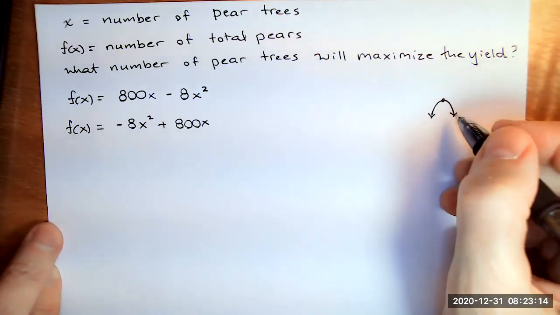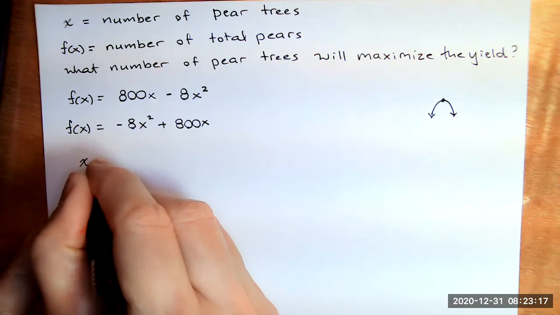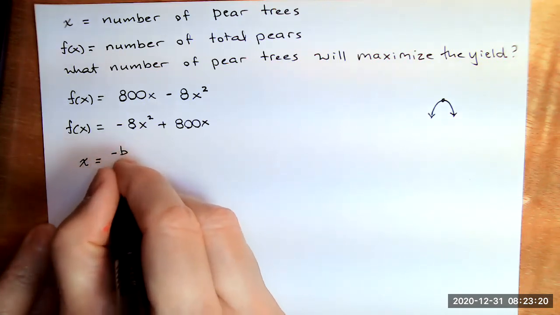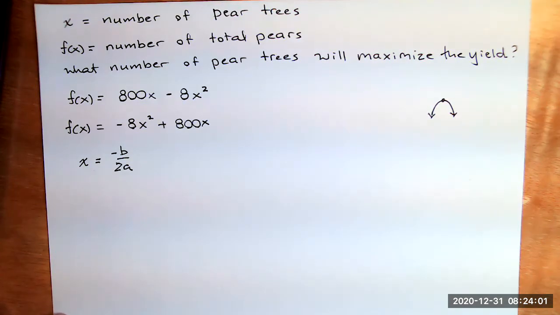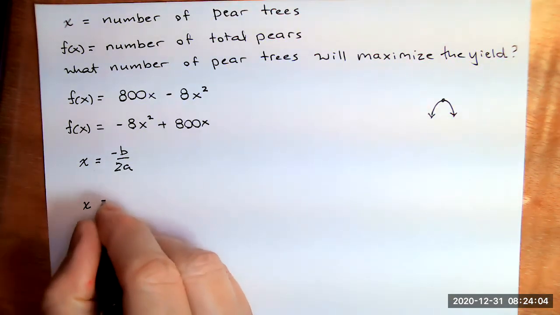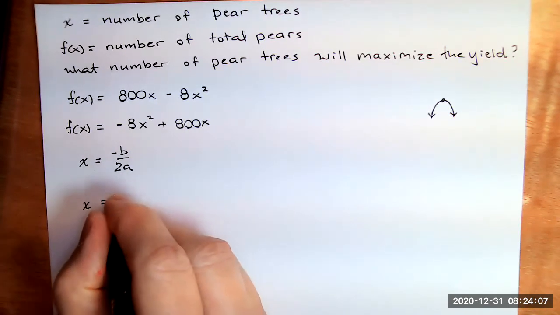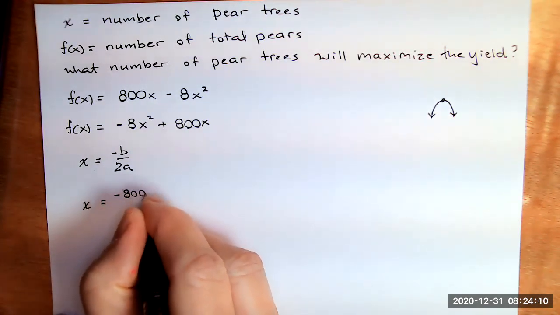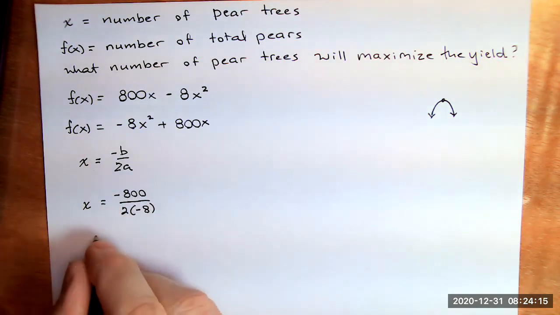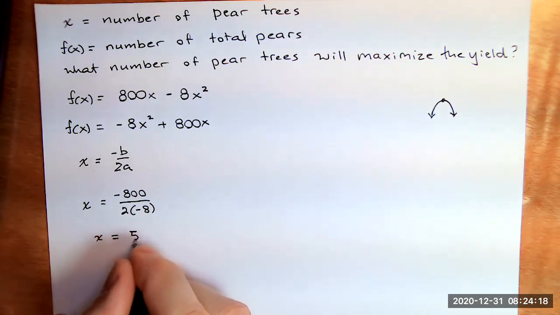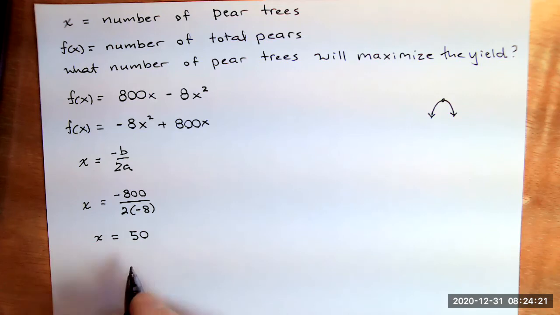So we're looking for the maximum, and you could either complete the square or use the formula. So the negative of the b over 2 times a gives you 50. And remember, that's the number of trees that will give you the maximum number of pears.